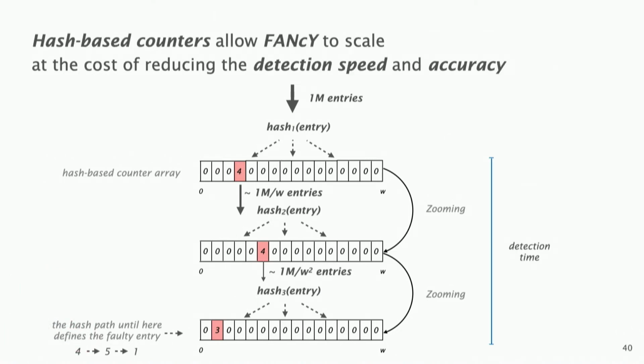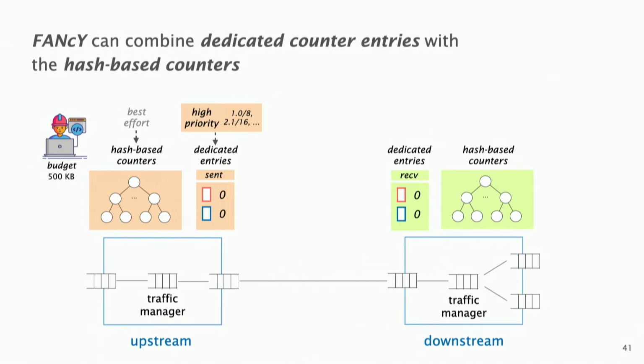Now, although this new type of hash-based counter allows us to scale, it has two main drawbacks. First, it increases the detection time, because now it's not just one exchange of counters, but we need to do this multiple times. And two, it decreases accuracy, because we need to detect packet losses for this entry during the multiple zooming stages.